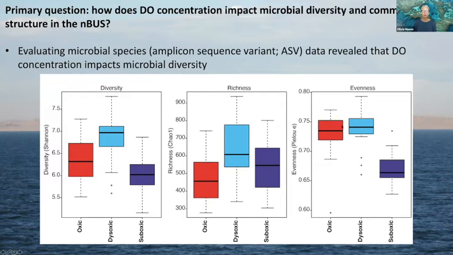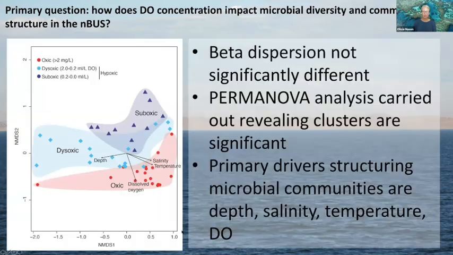If we look at evenness, we can see that actually our oxic samples are fairly similar, or very similar, in terms of how abundant our microbes are compared to dysoxic. But then we see that there's a very large difference between that and our suboxic sample. So Lauren already showed these types of ordinations.